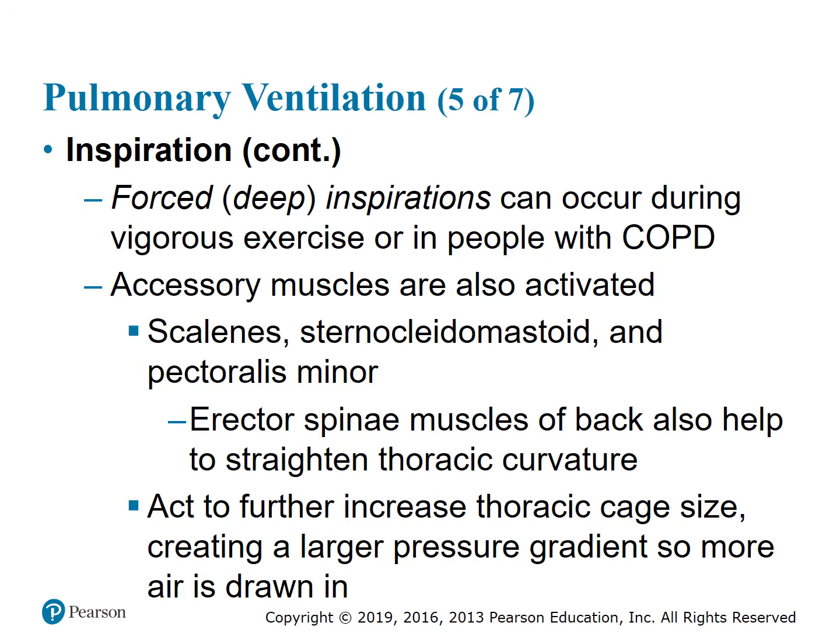Forced or deep inspirations can occur during vigorous exercise or in people with COPD. The accessory muscles are also activated: scalenes, sternocleidomastoid, and pectoralis minor. Erector spinae muscles of the back also help to straighten the thoracic curvature. These act to further increase the thoracic cage size, creating a larger pressure gradient so more air can be drawn in.